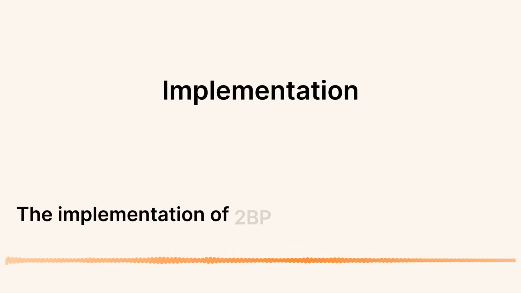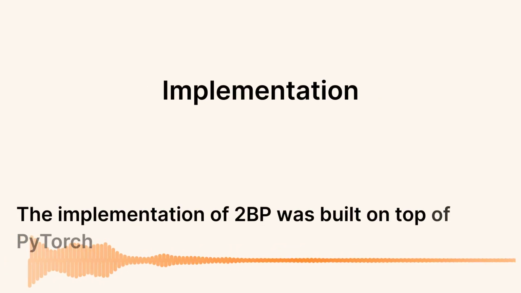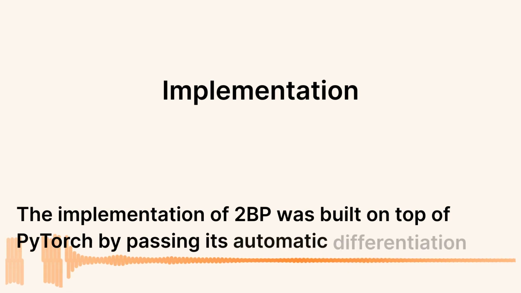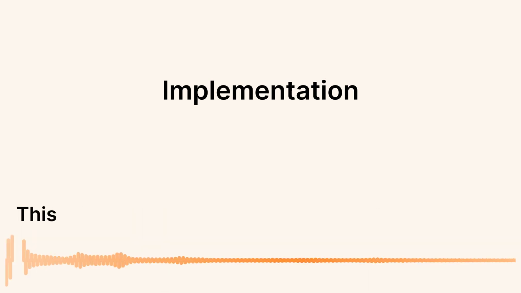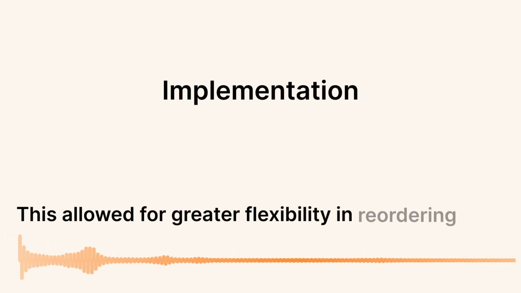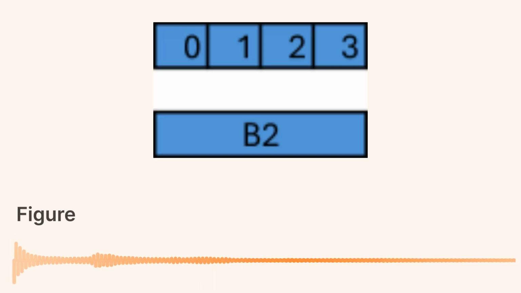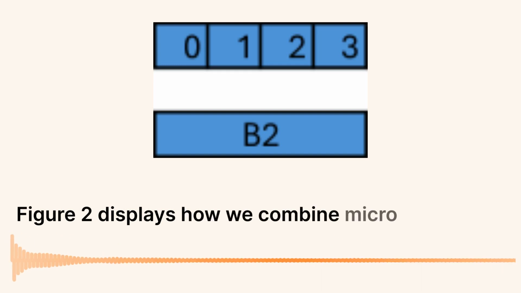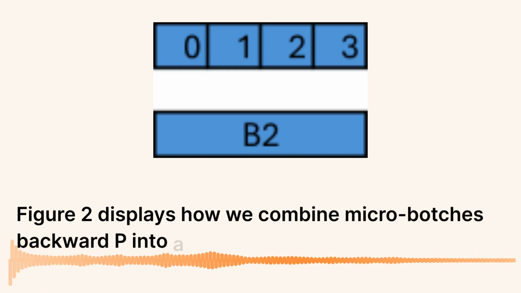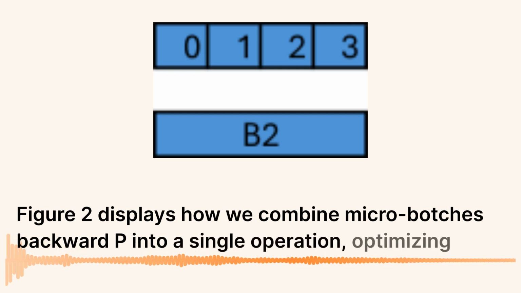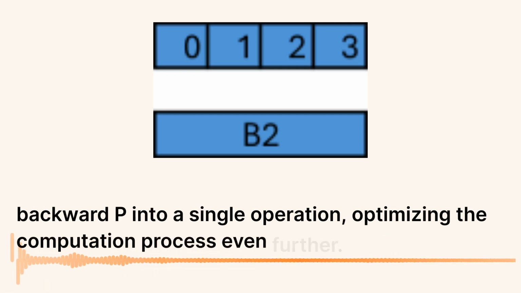The implementation of 2BP was built on top of PyTorch, bypassing its automatic differentiation engine. This allowed for greater flexibility in reordering computations. Figure 2 displays how we combine microbatches' backward P2 into a single operation, optimizing the computation process even further.